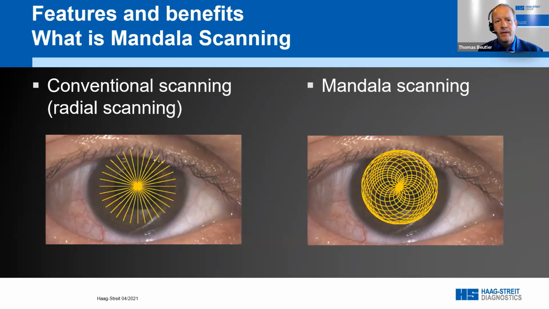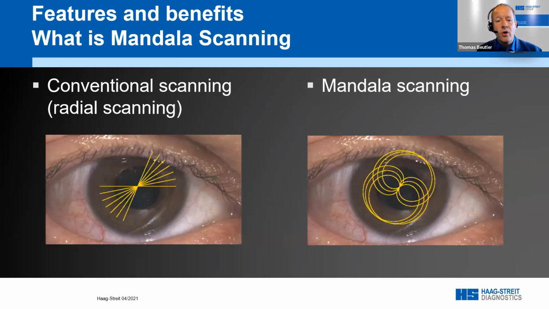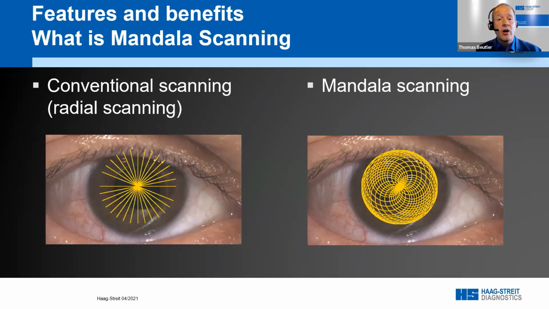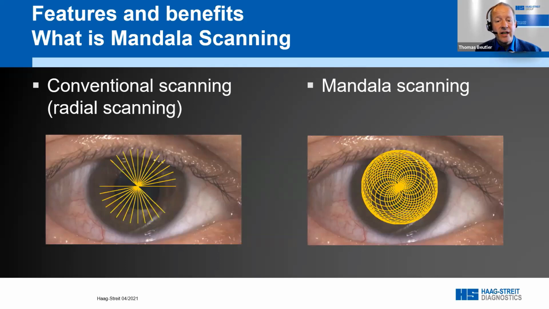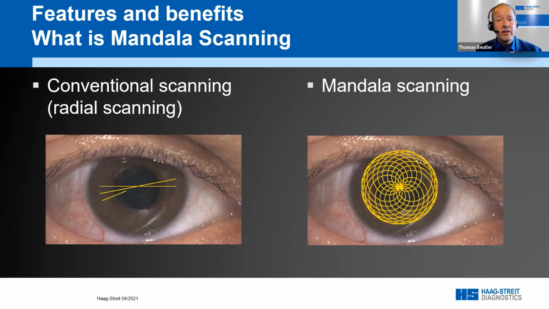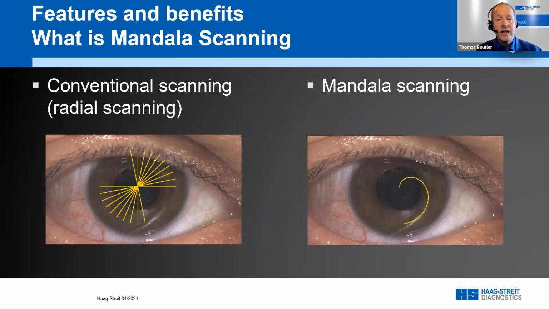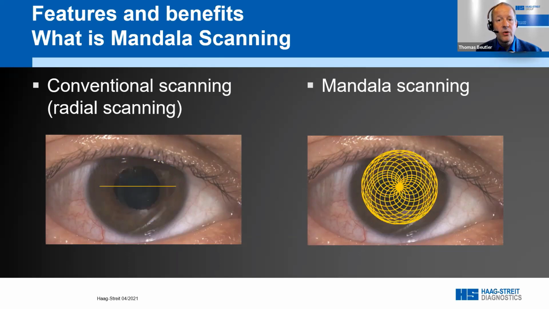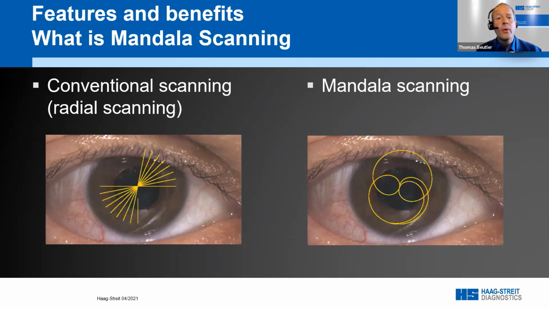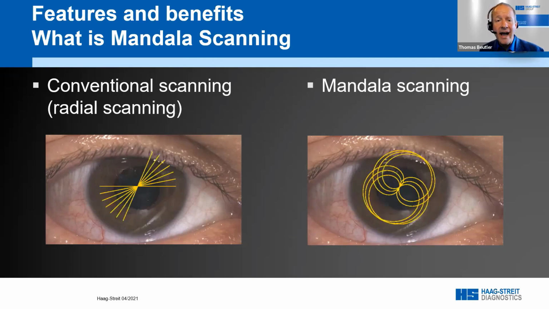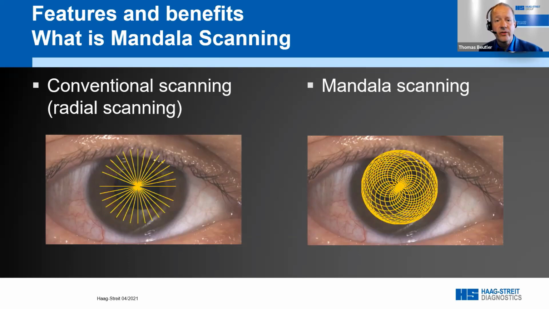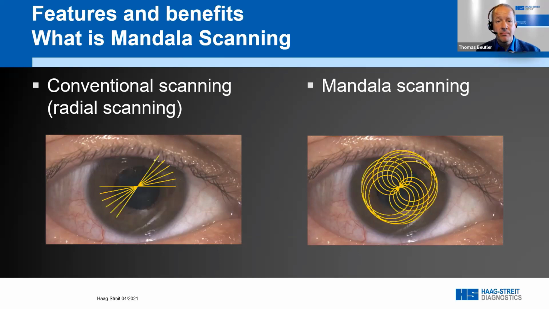The Mandala scan pattern, on the other hand, which you see at the right-hand side, is a continuous scan pattern. It's a continuous combination of circular scans, which are always also going on the apex, but they have intersections with each other throughout the entire cornea. And that's what allows us to do OCT inherent motion compensation. So with the Mandala scan pattern, we can compensate for eye motion without the need of an additional eye tracker, which is video-based or based on any other imaging means.